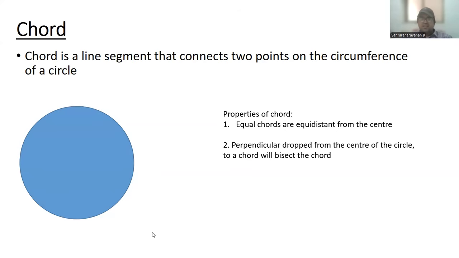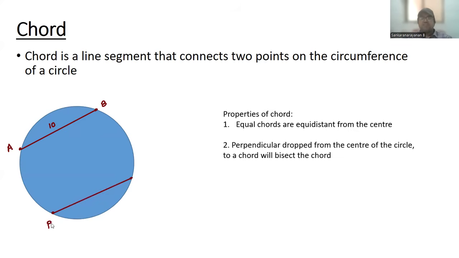Let me consider a chord here, AB. Let me say that the measurement of this segment AB, where A is one point on the circumference of the circle and B is another point lying on the circumference of the circle. That's why I'm calling AB the chord. Let me say AB is equal to 10 units. Now I am considering another chord, let me say PQ. So this PQ is also 10 units in length.